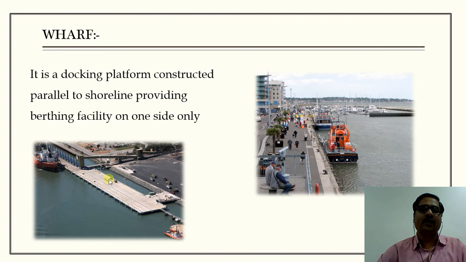So here this ship can't go this way, only this ship can berth parallelly on the platform which is attached along with the shoreline, in line with the shoreline. So this is how it is. This can be very well explained in this case. Here it is a particular land and this is the sea. So you can see that these ships can be berthed or docked along the shoreline, parallel to it. So this is called a wharf.